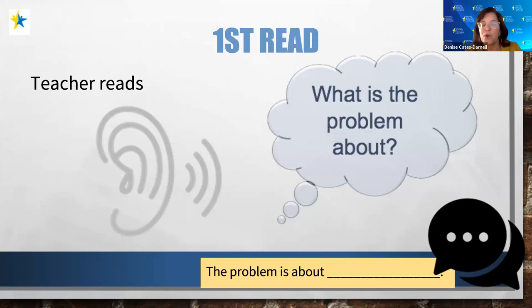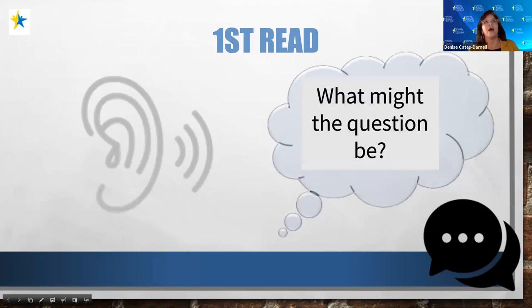Great, somebody said the problem's about sharing marbles. I have lots of people saying marbles. Maybe the problem's about dividing marbles, possibly. So I've got lots of people thinking, what is the context of this particular problem? Yes, everybody's getting that. The problem's about sharing marbles with friends. We don't know yet what it is, though, that we're going to be asked to figure out.